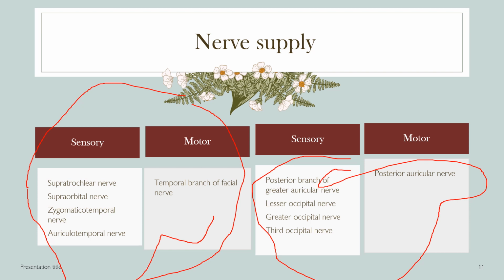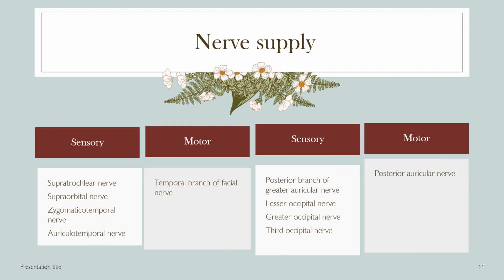Okay, so first we have the supratrochlear nerve, supraorbital nerve, zygomaticotemporal nerve, auriculotemporal nerve, and temporal branch of the facial nerve. While it's not in this sequence, I will refer to the figure for it so that it becomes simpler to understand, because this way you will not be able to remember the sequence in order. So for that I am going to refer to the figure and I'll explain there only.